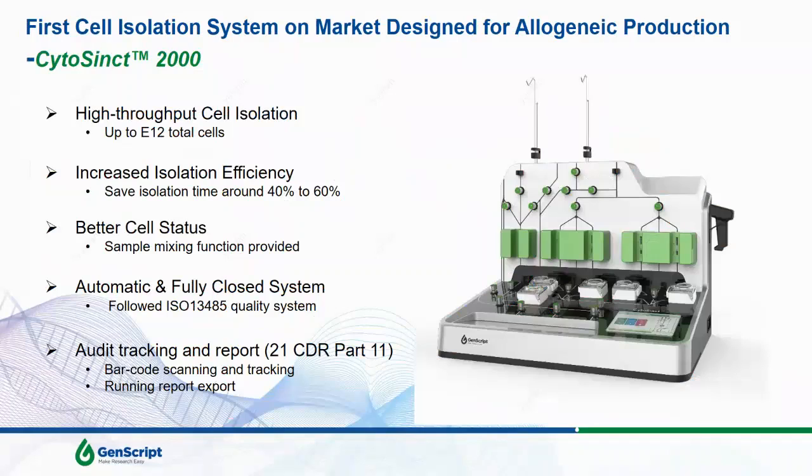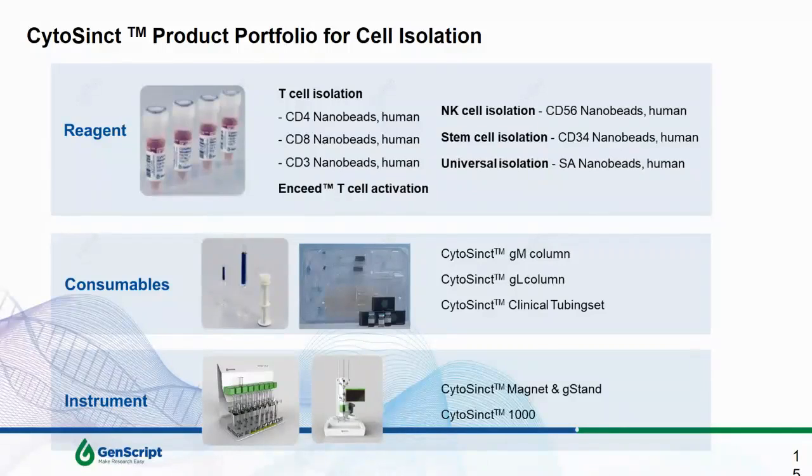We are about to launch our second generation cell isolation instrument, CytoSinct 2000, which is developed for the allogeneic market. The multi-channel design ensures high throughput, which can meet the needs of the allo market. Meanwhile, it can help increase isolation efficiency by decreasing isolation time, which can enhance the cell status. And the fully closed system with audit tracking can be used for the cell therapy manufacturing process. Besides the products that we recently designed for the allo market, we also have current products which can be used for autologous cell therapy.